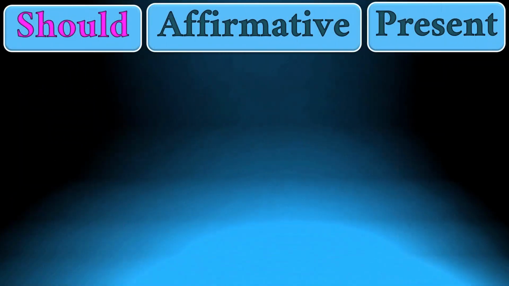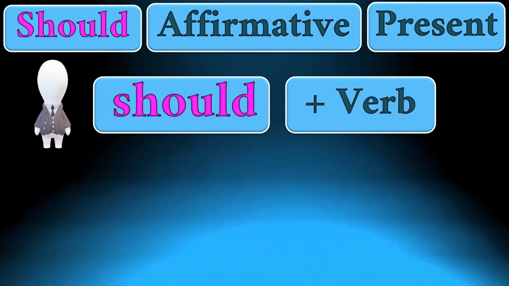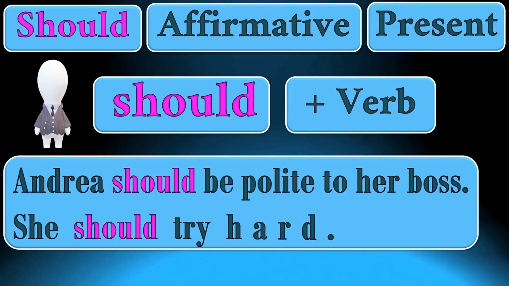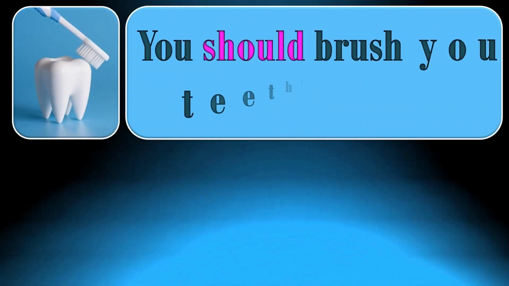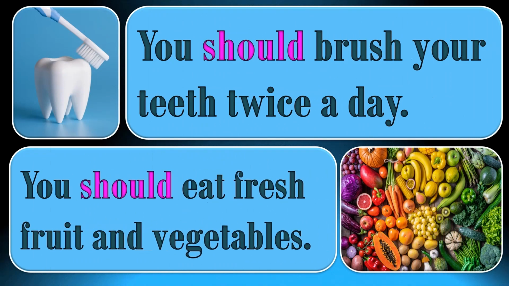Making a sentence with should, we begin with subject, then should, and the verb. Andrea should be polite to her boss. She should try hard. You should brush your teeth twice a day. You should eat fresh fruit and vegetables.